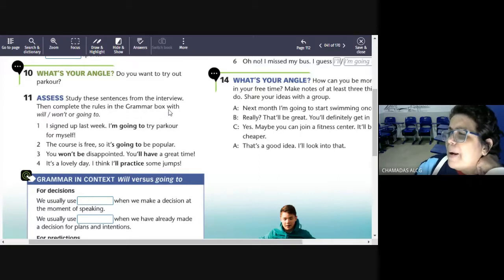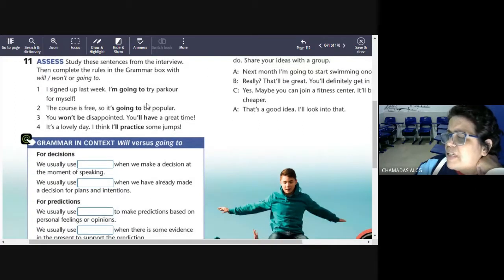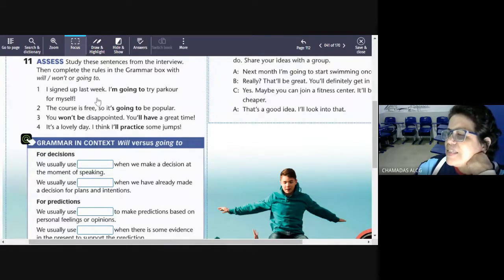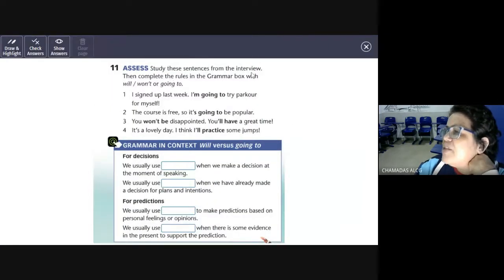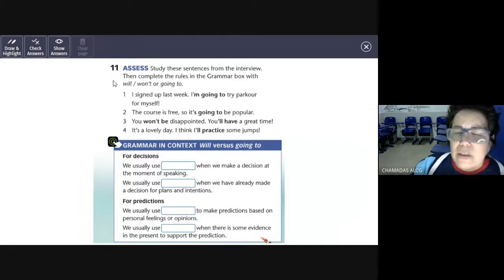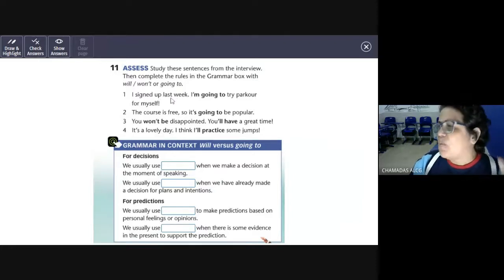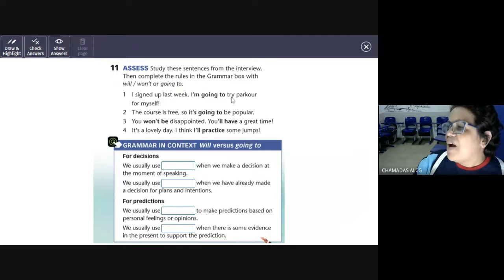So let's do this activity number 11 here. Look, study these sentences from the interview. Then complete the rules in the grammar box with will, want, or going to. So let's take a look. First example, I signed up last week. I'm going to try parkour for myself.